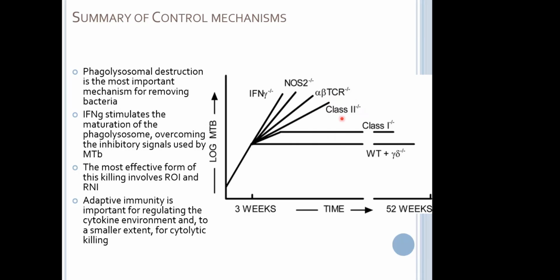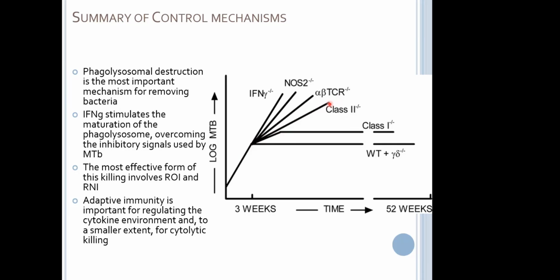If you get rid of class 2, this is MHC class 2, that's going to restrict the ability of CD4 T cells to see antigen and to be activated. So you basically don't have CD4 T cells in this animal. And now you're really losing control of the bacteria. There's a little bit of control, but it's still basically exponential growth of the bacteria.